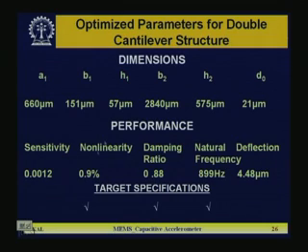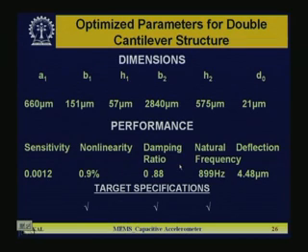If you look at the performance of the structure, sensitivity is 0.0012, nonlinearity 0.9%, damping ratio 0.88, natural frequency 899 hertz, deflection 4.48. All those values are shown in the earlier table also, in the without perforation column. So, now target specifications have been achieved in nonlinearity, damping ratio, natural frequency, and sensitivity is also very close. We want a similar kind of sensitivity.